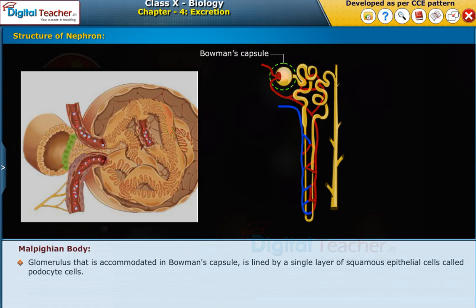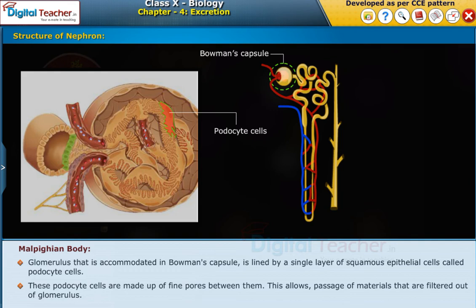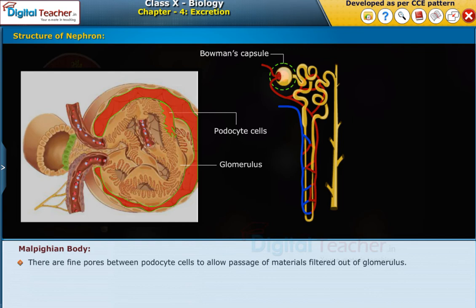Glomerulus that is accommodated in Bowman's capsule is lined by a single layer of squamous epithelial cells called podocyte cells. There are fine pores between these podocyte cells. This allows passage of materials that are filtered out of glomerulus.